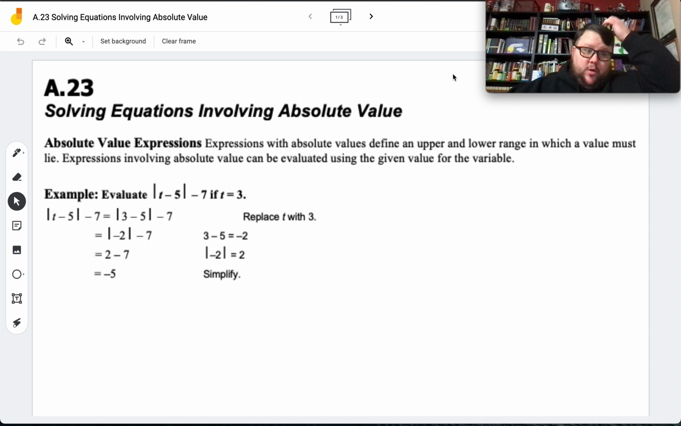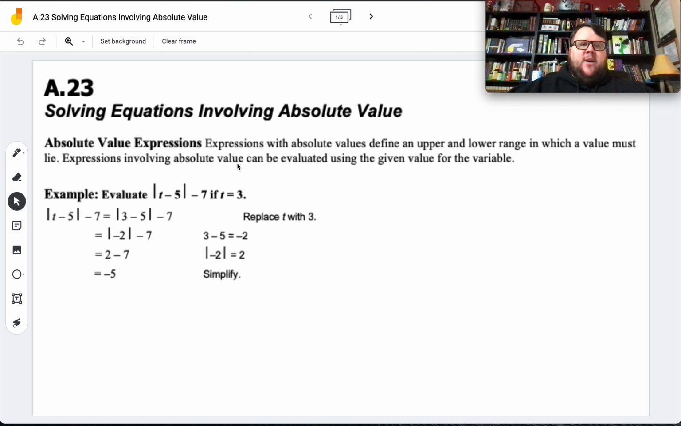Hey class, today we're going to move along and solve equations involving absolute values. But before we do equations, we're going to evaluate expressions with absolute values today.